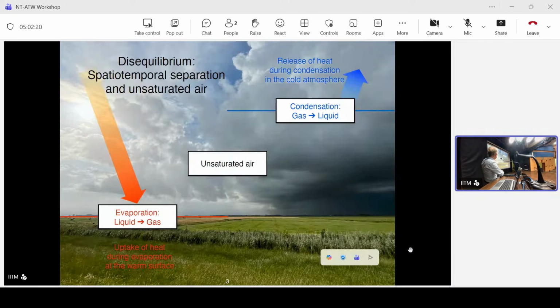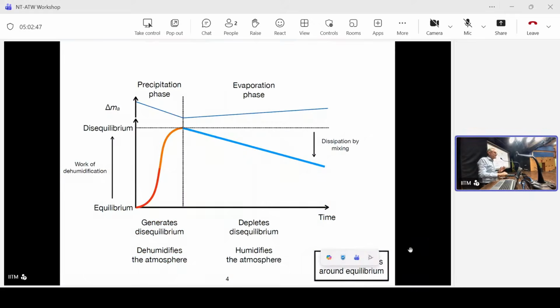And so what we have is a hydrological cycle that is inherently in disequilibrium because your fluxes of evaporation and condensation are not locally balanced, but they're spatially and temporally separated. One reflection of this is that you have unsaturated air mostly. Now what I also find useful is to think of the hydrological cycle as not being something that is in steady state. So we have this imbalance between evaporation and precipitation, not just spatially, but also temporally. And then we can think of that we have one phase that is a precipitation phase where the air is dehumidified, creates disequilibrium in form of dehumidified air or unsaturated air. And then you have an evaporation phase that depletes this disequilibrium.